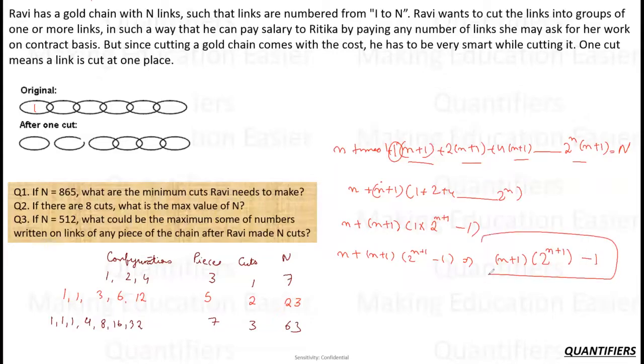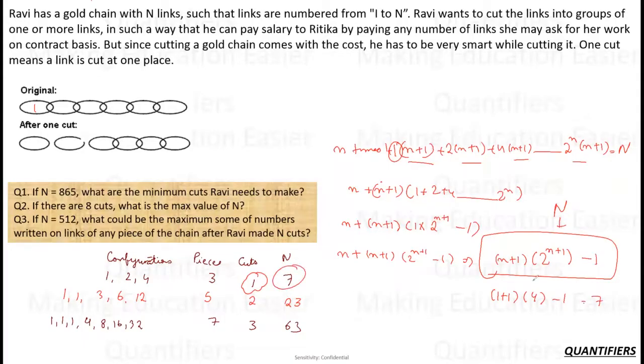ये मेरे पास final result आ गया of the value n. Nu is represented by this, where small n is the number of cuts. Let us verify it. If I put n as 1, so the result should be 1 plus 1 into 2 raised to 1 plus 1, that is 2 raised to power 2, that is 4, into 2 is 8 minus 1, 7. That is this result.